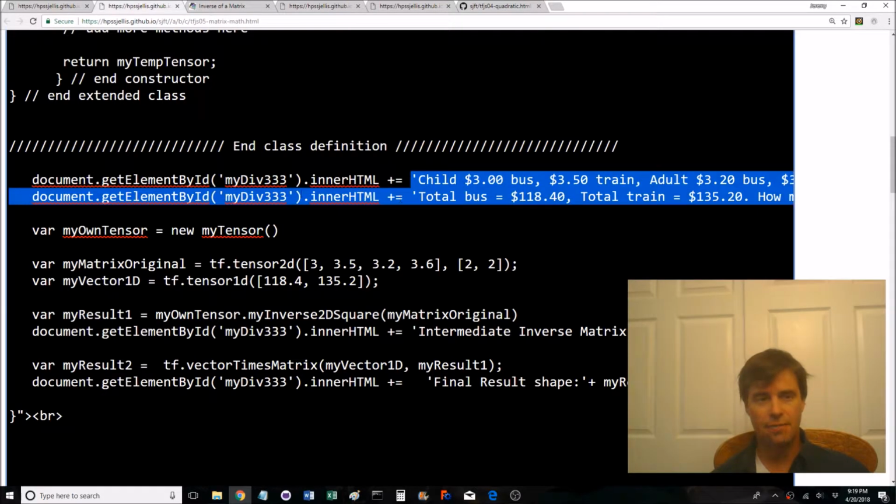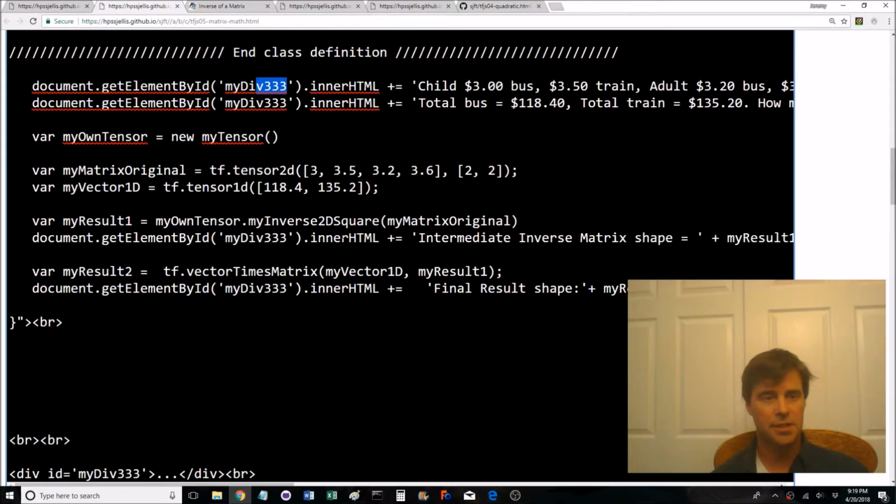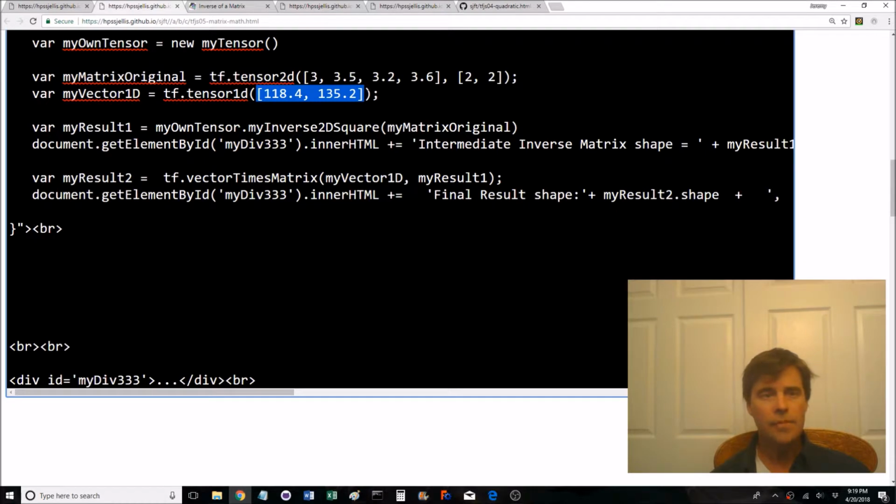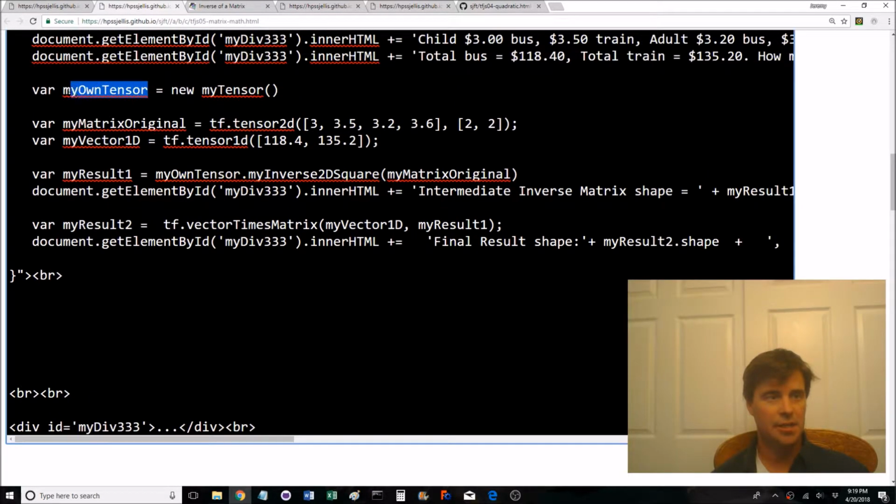So this is just writing information to the div. We're doing div 333 this time. Setting up the first tensor. There's the information. There's the shape. The second tensor. There's the information. Doesn't need a shape. The result. Here we go, my own tensor. I started the myTensor as the new tensor. So here we go, my own tensor, myInverse2D square, the myMatrix original, that's that one. And then, looks like that's it for there.